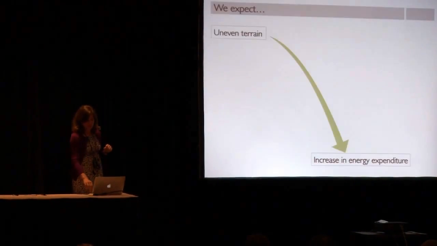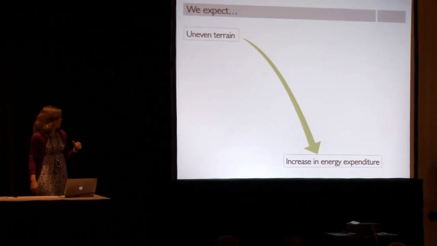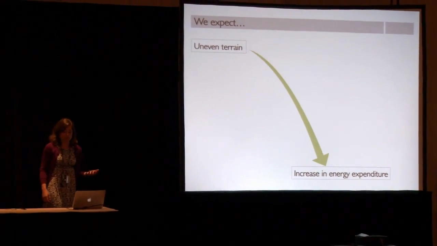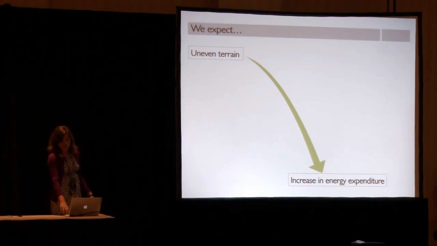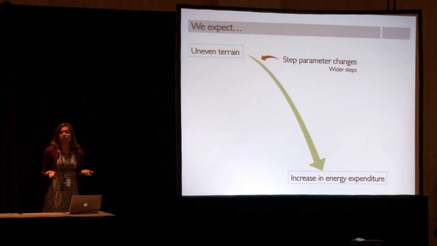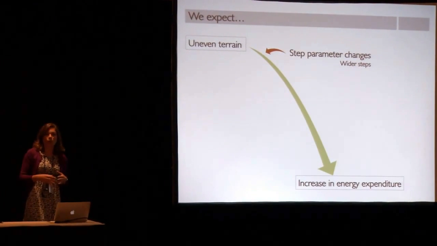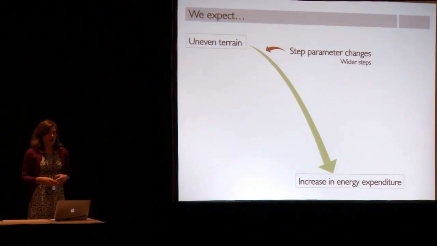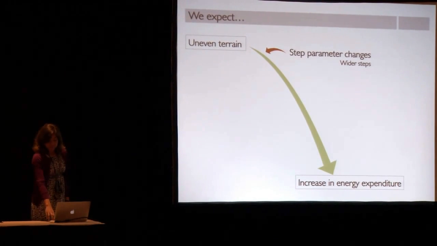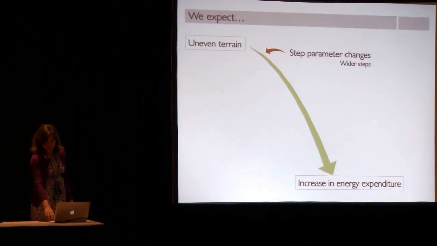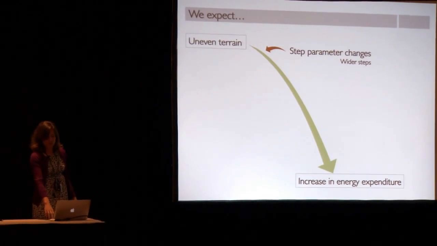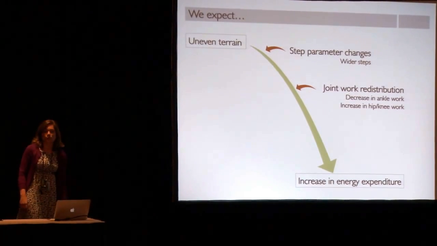What we expect is for uneven terrain to lead to an increase in energy expenditure. And we expect that for several reasons, one of them being changes in step parameters. People would walk with wider steps for stability or change other things. Another thing that could contribute to an increase in energy expenditure is joint work redistribution.